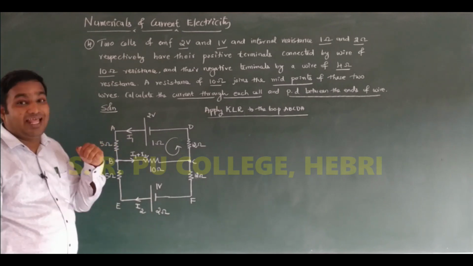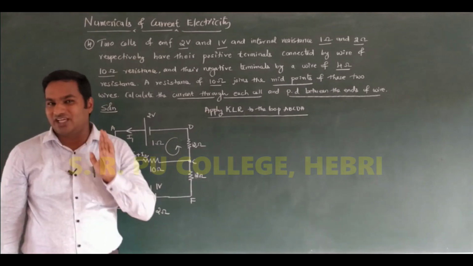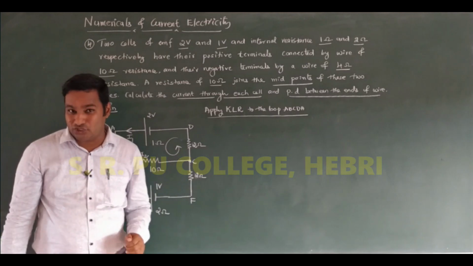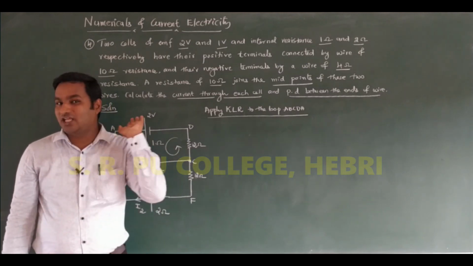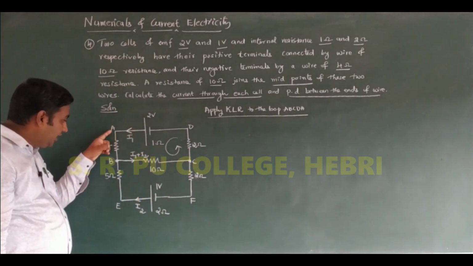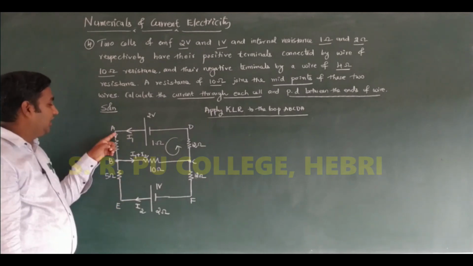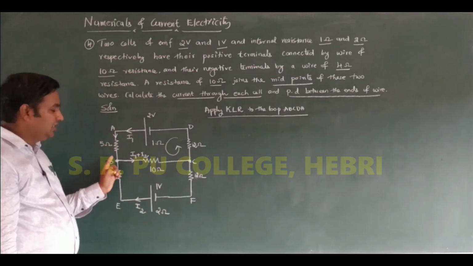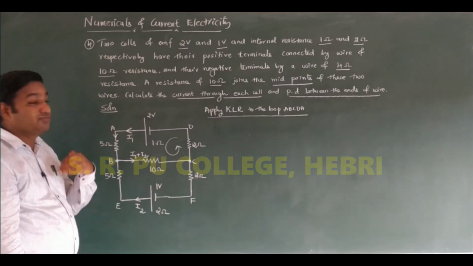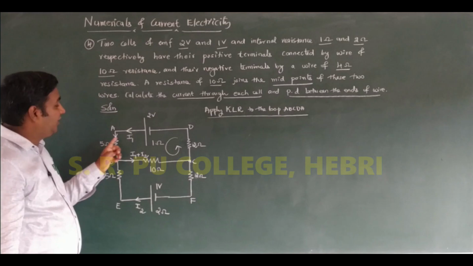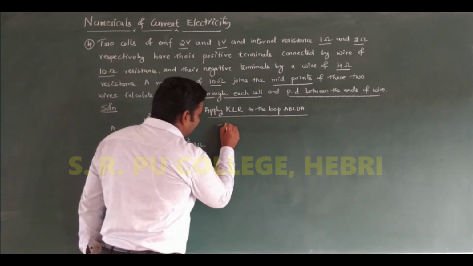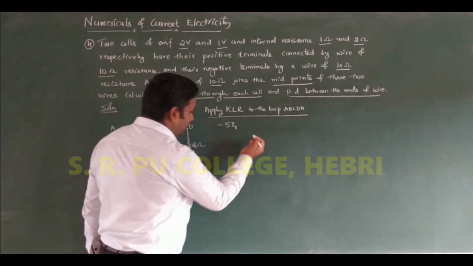Current flowing along my path is always taken as negative. We already learned the sign convention: opposite to my path is taken as positive. Here the I1 current is flowing along my path like this, so automatically the potential across the 5 ohm resistor becomes negative. It becomes minus 5 into I1.